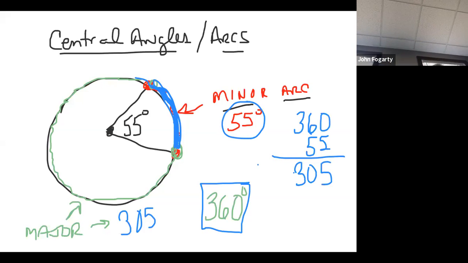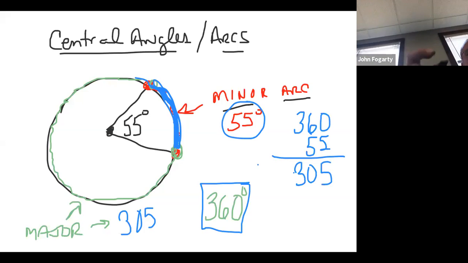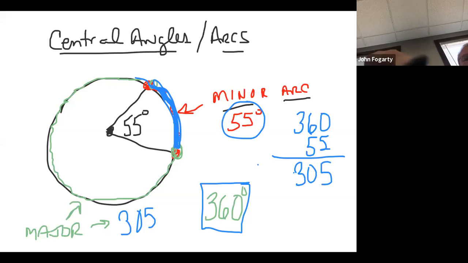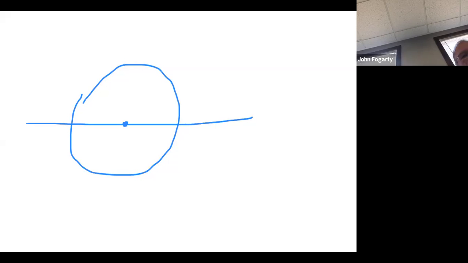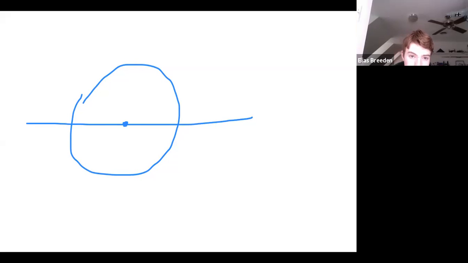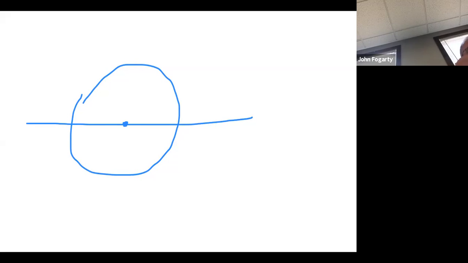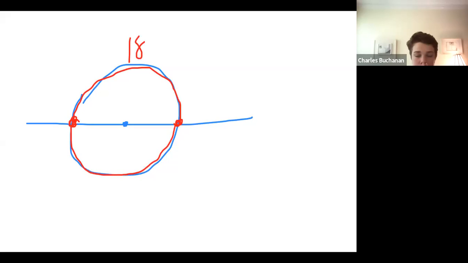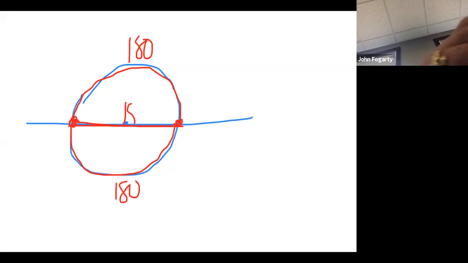Does that make sense, fellas? So central angles have vertexes at the center of a circle, and they have arcs. What kind of central angle is that? That's a diameter. So what do you call this arc? A semicircle. And what's the measure of a semicircle? 180. What's a straight line measure? 180. See how it works?